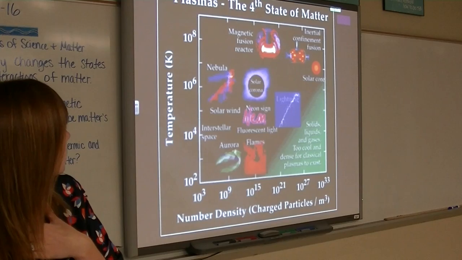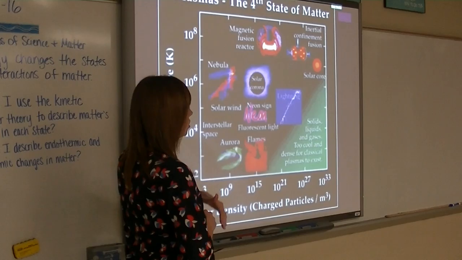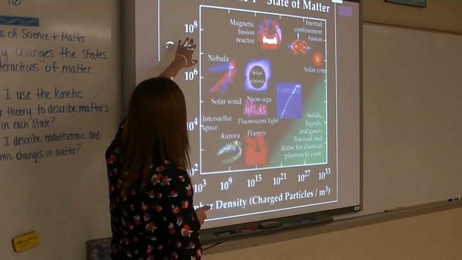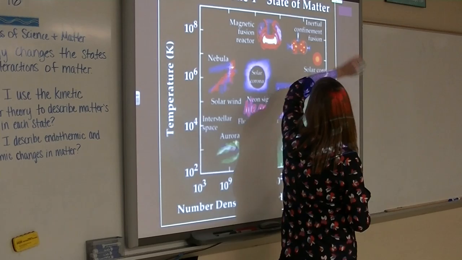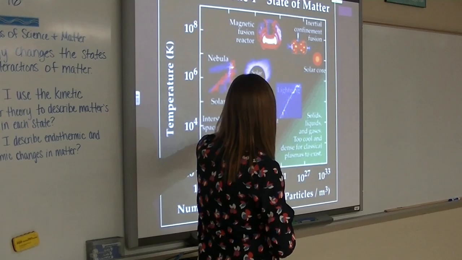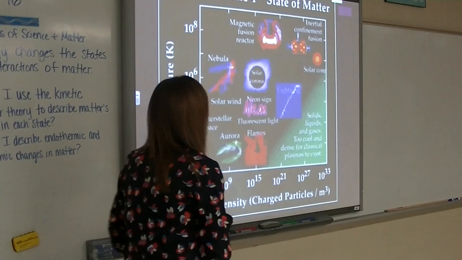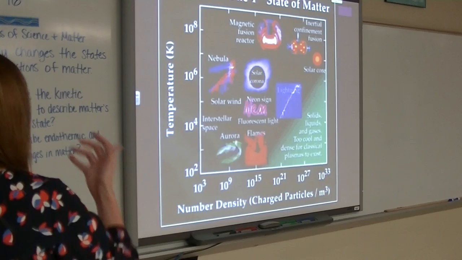This is a graph that shows temperature in Kelvin, which is the standard SI measurement for temperature, up to 10 to the 8th power. Really, really hot, right? And then density is increasing across here. So up here, it's super dense, super hot. The ones I just showed you are on here: lightning, flames, aurora, neon signs, fusion reactors, nebulas. Those are all examples of plasma. You don't have to write any of that down. I just wanted to give you some information about that and show you some pictures.